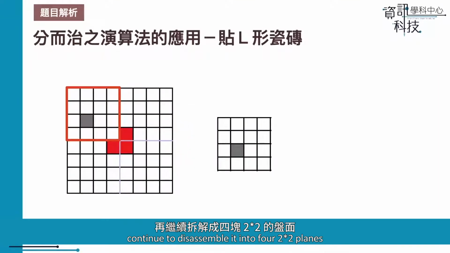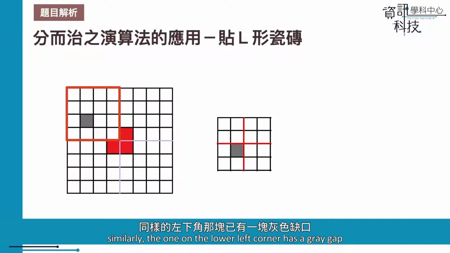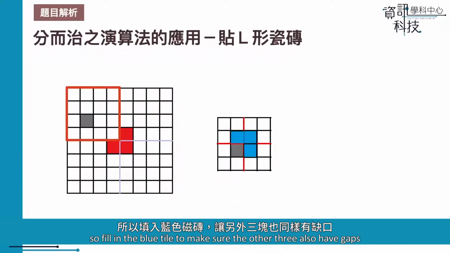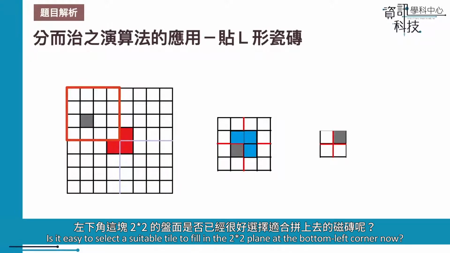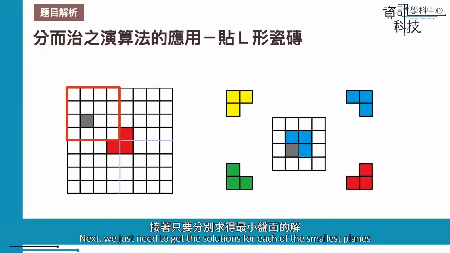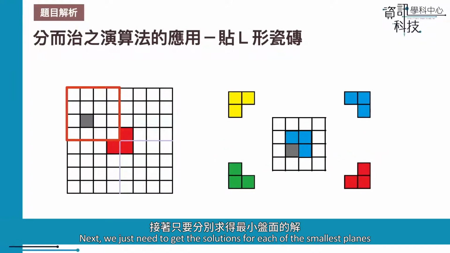Continue to disassemble it into 4 2 times 2 planes. Similarly, the one on the lower left corner has a gray gap, so fill in the blue tile to make sure the other 3 also have gaps. Now we almost have the answer. Is it easy to select a suitable tile to fill in the 2 times 2 plane at the bottom left corner now?